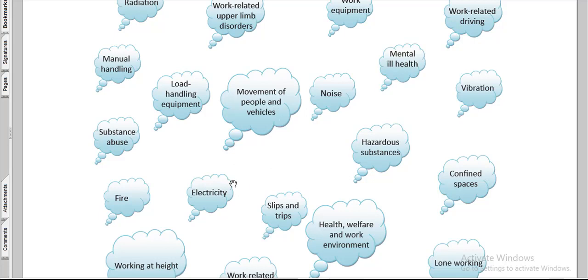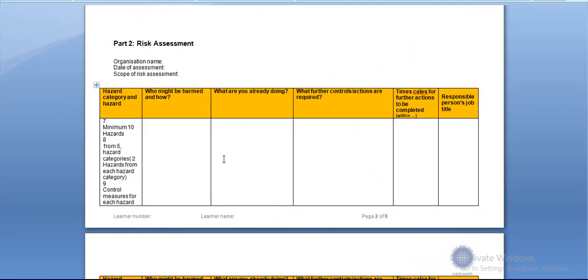Suppose we are considering electricity. In electricity there are 4 or 5 hazards, but we can take only 2. We cannot take more than 2 hazards from one hazard category. Or from manual handling we can take 2 hazards, not more than that. So to fulfill the minimum criteria of NEBOSH, we have to mention 10 hazards, and these 10 hazards will be from at least 5 hazard categories. So for each hazard category we can mention only 2 hazards.